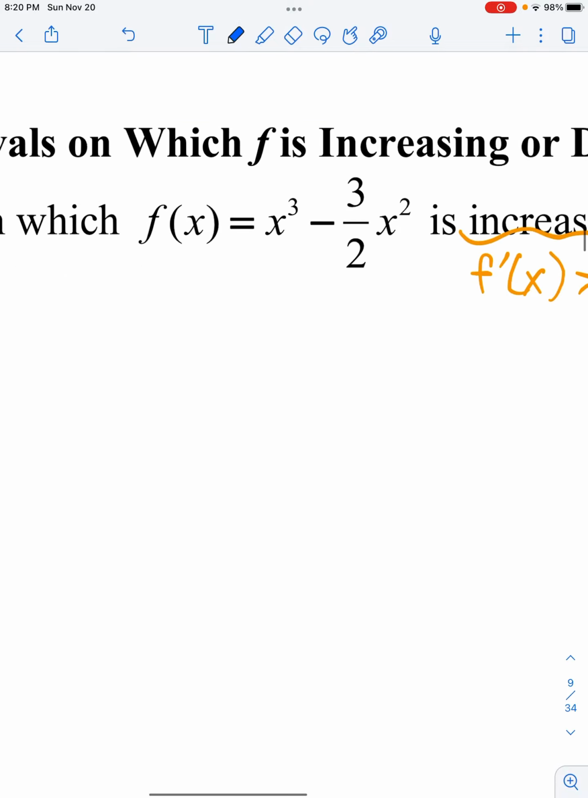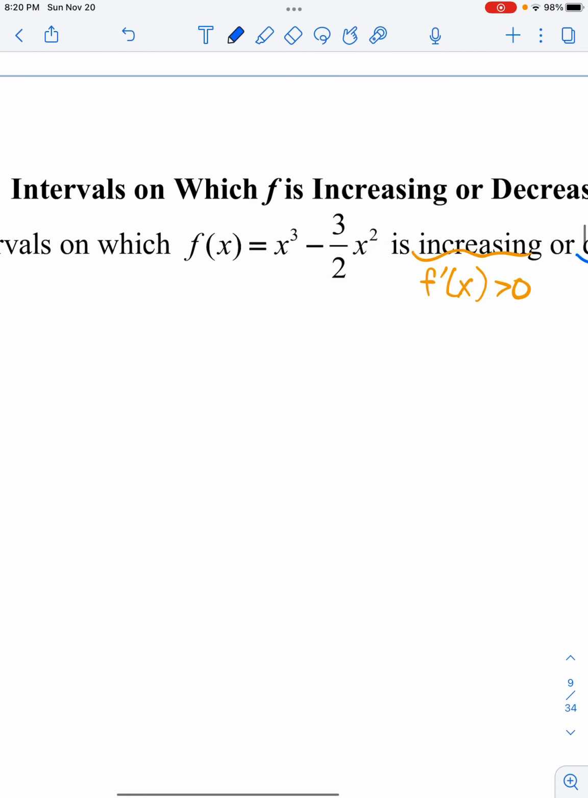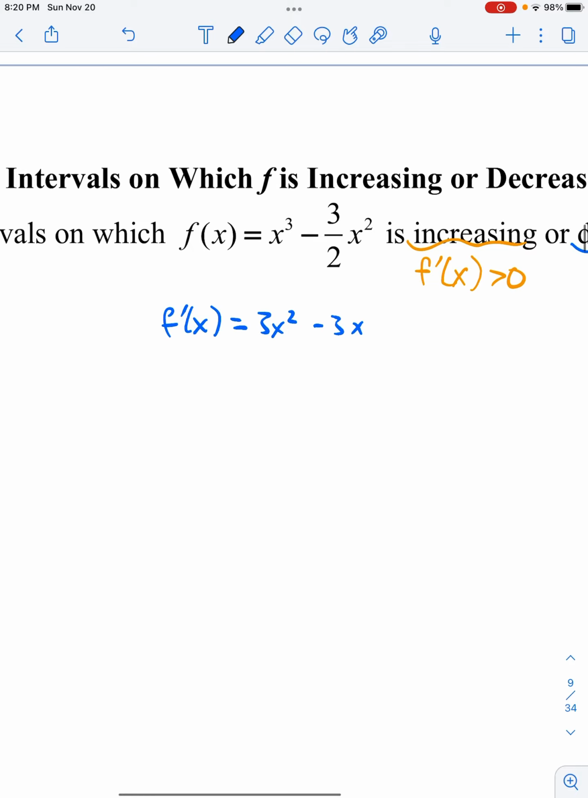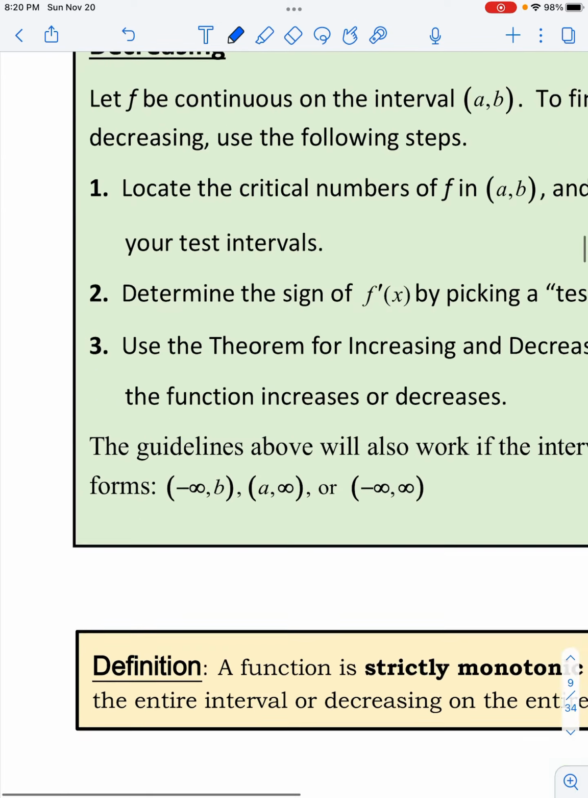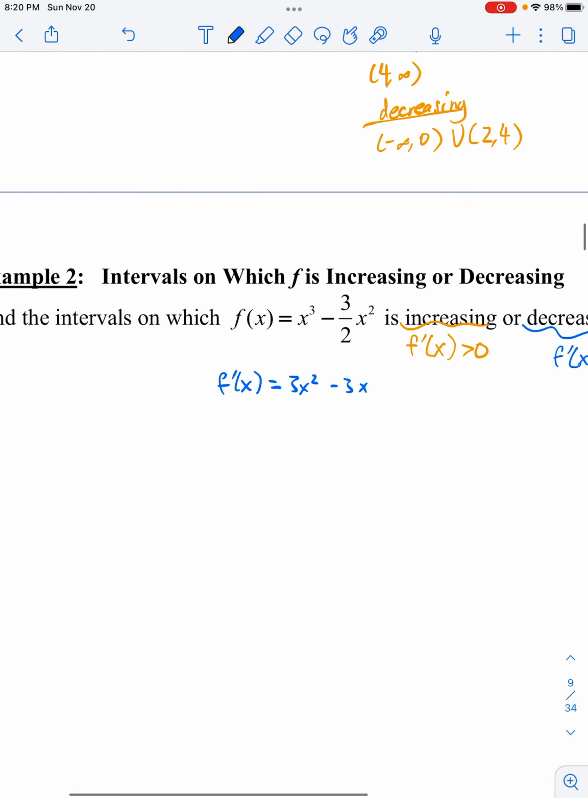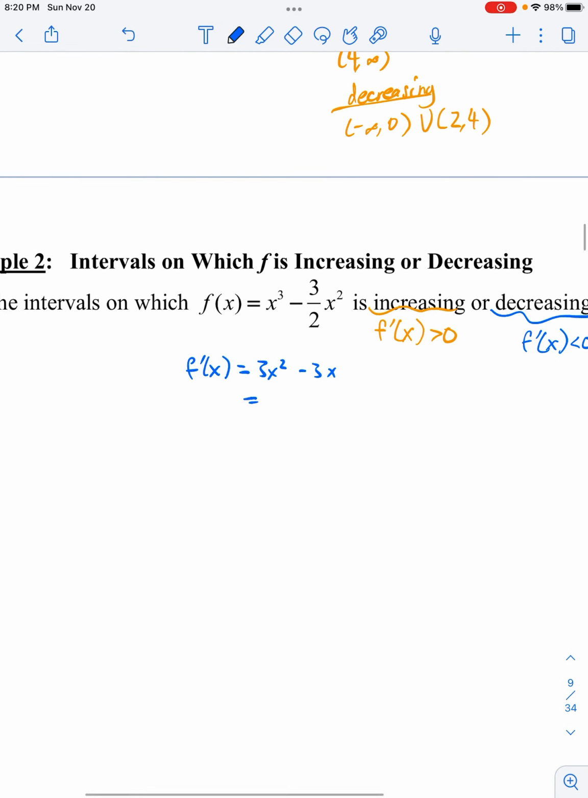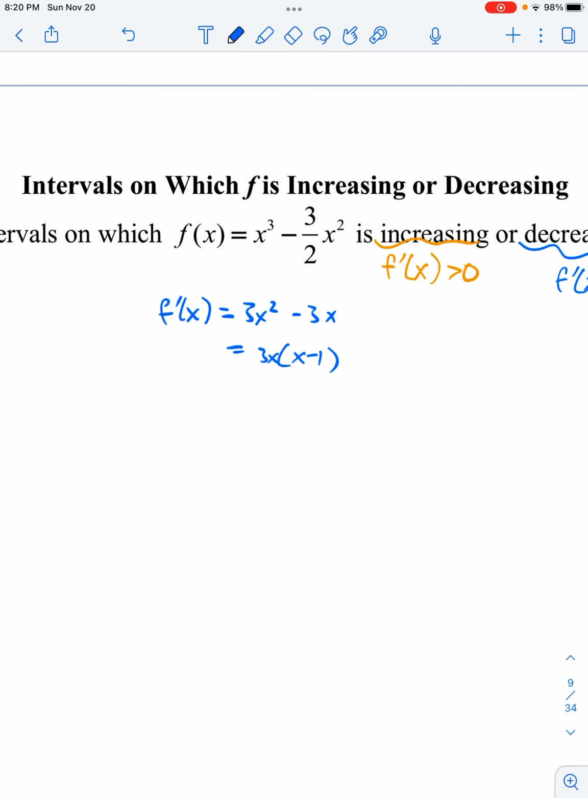So what we do is we take this first derivative, and then it'd be minus 3x, right? And then we're going to graph this. We can make a sign chart, we can graph it, whatever you want to do. So, let's factor out 3x.